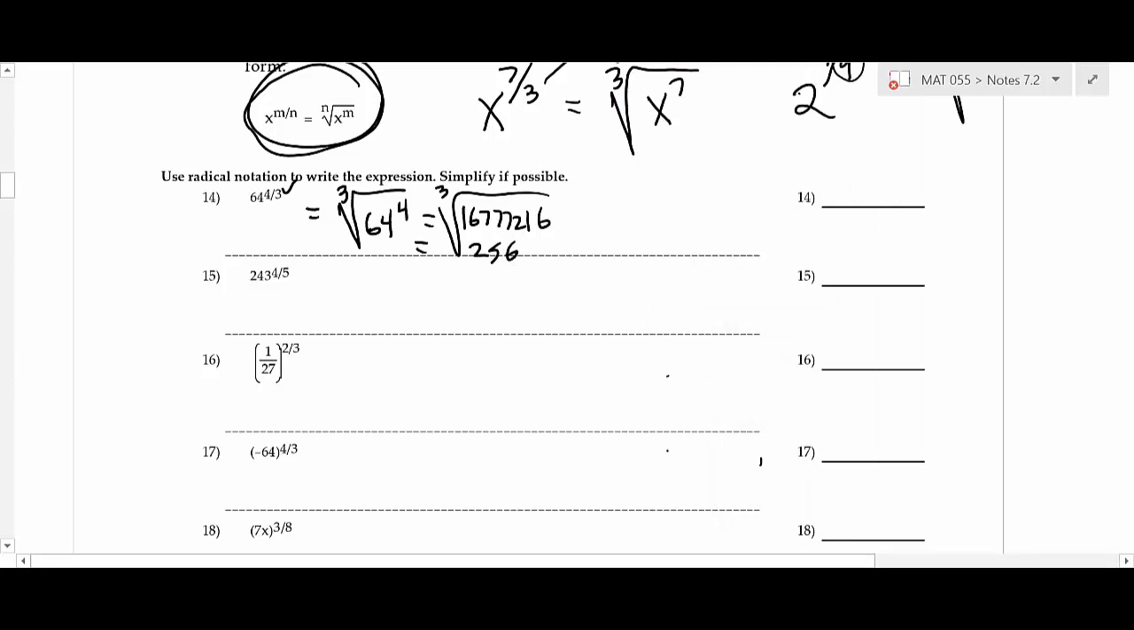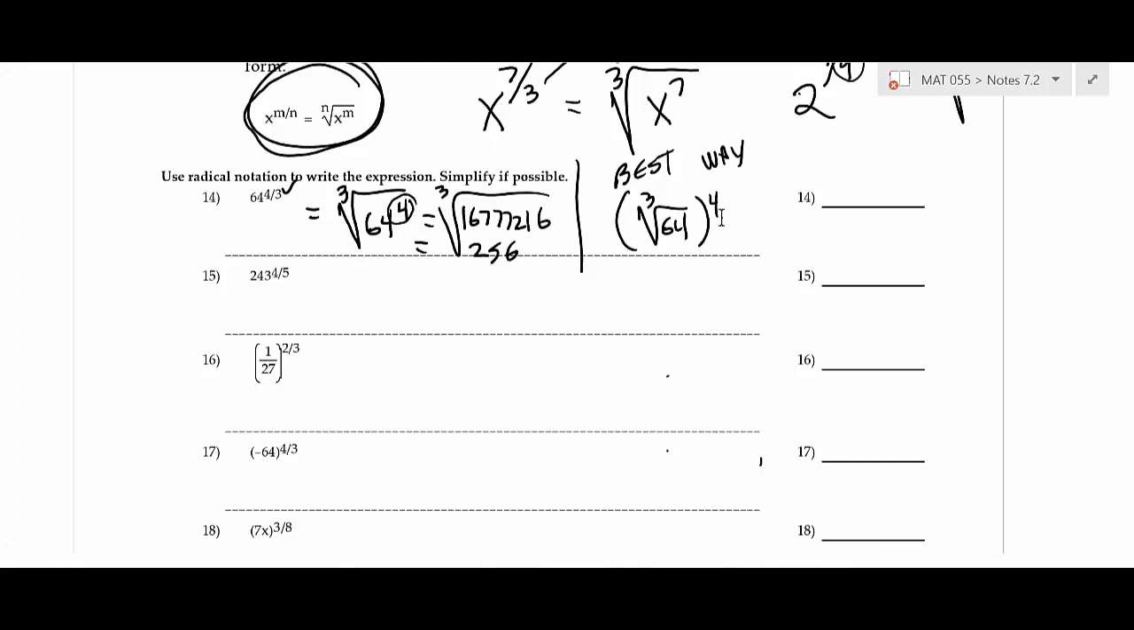If you want to do the problem that way, you can, but if you do it that way, you're going to have your calculator. Okay? So here's the best way to do it. When you change this, you can go cube root of 64, but instead of putting the 4 under the radical, you can just do the whole thing to the 4th power. That's the way you want to do these problems. It's generally better that way. Okay? Same thing. It means the same thing.